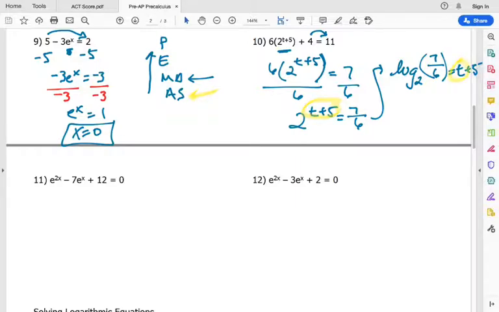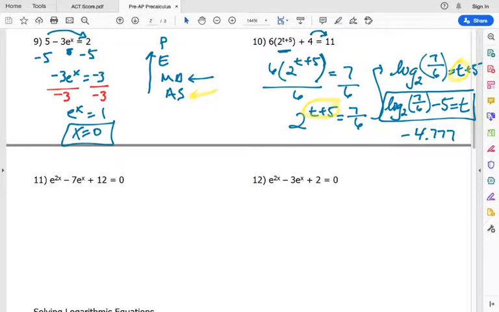So I've got to move the 5 over. So I'm going to do that by subtracting. So we'll have log base 2 of 7/6 minus that 5. Now it's important that I had parentheses around that 7/6, so you know the minus 5 is not with the log function. And that equals t. And that's an exact answer. If you were to be asked for the decimal answer, it would be a negative 4.777.